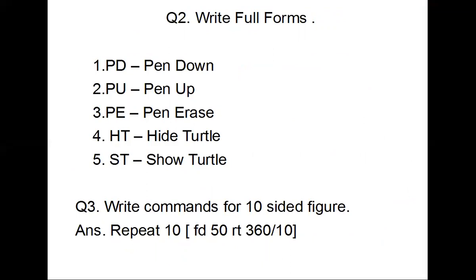And point number 4: HT means hide turtle. And point number 5: ST means show turtle. Clear? Write full forms. PD full form is pen down. PU full form is pen up. PE full form is pen erase.